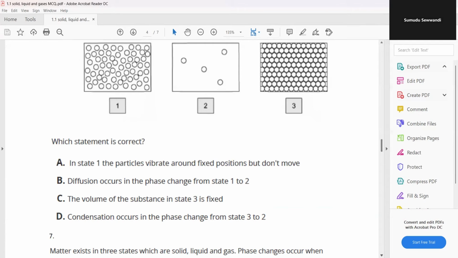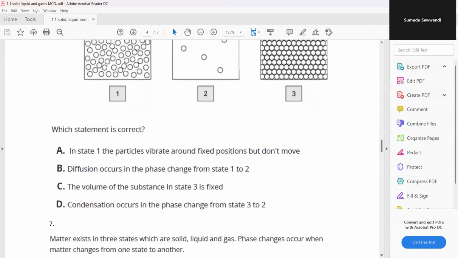D. Condensation occurs in the phase change from state 3 to 2. This is incorrect. Condensation is the phase change from gas to liquid. The phase change from solid to gas is called sublimation. Therefore, the correct statement is that the volume of the substance in state 3 is fixed. Answer C. Question number 7.